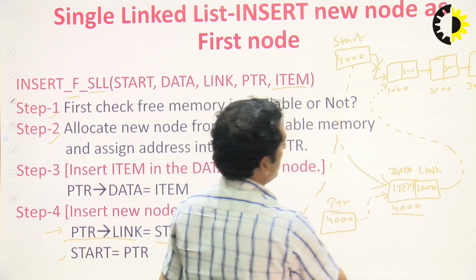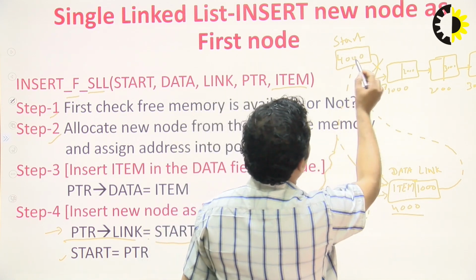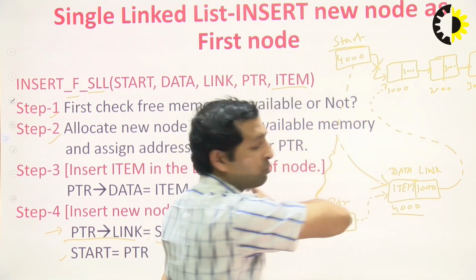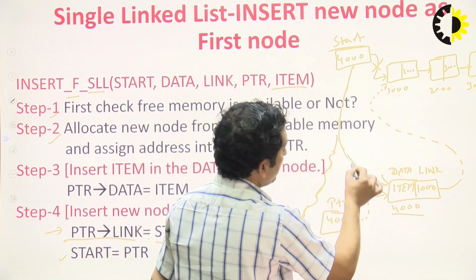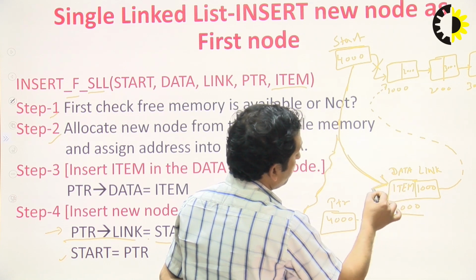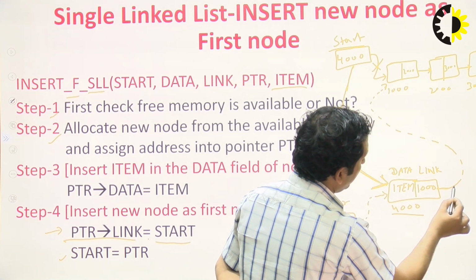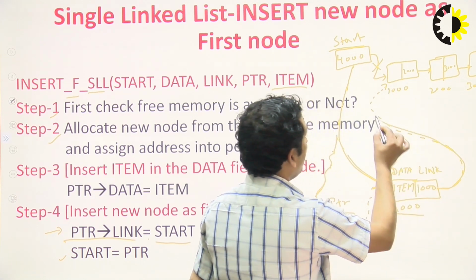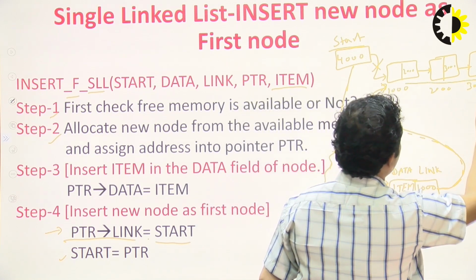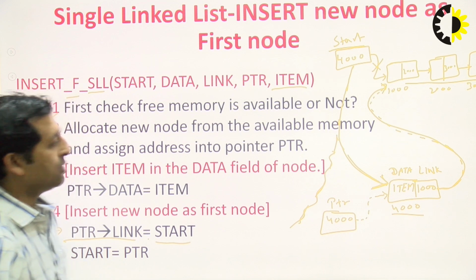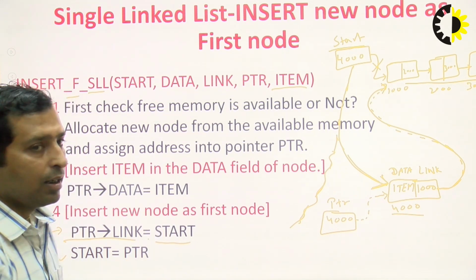So now we have the start pointer having the address 4000. This is our first node. Now the second node we can access with the help of the link part of the first node, that is the 1000 location node here. Then go further in the same manner. So in this manner we have inserted the node at the first position of the linked list.